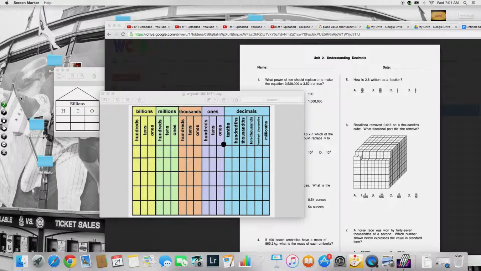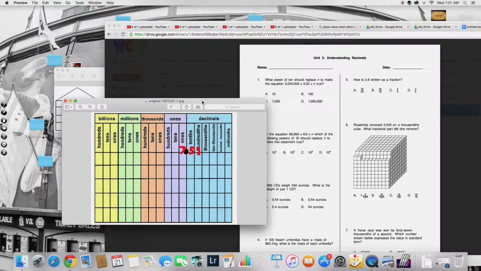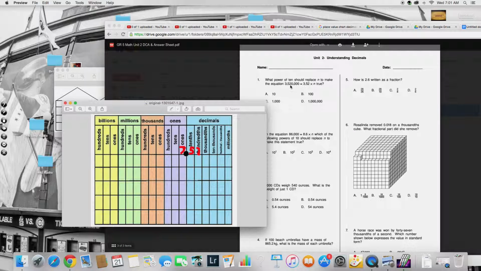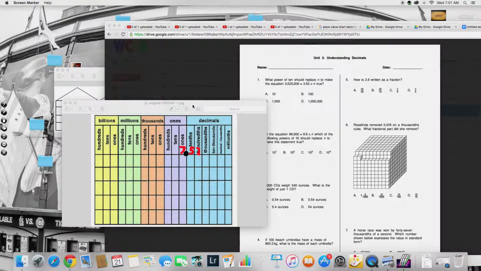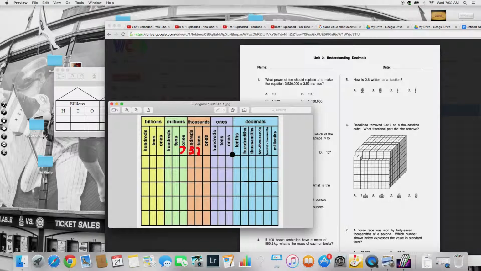Then this gets real handy when we're dealing with these fractions. This one says, what power of 10 should replace the n to make the equation 3,520,000 equal 3.52 times n? I'm just going to put my 3.52 in here. We want to make this 3 million. So we've got to get this 3 to the million. So how many places are we going to move it? We want to get to 1 million. So we're going to move it 1, 2, 3, 4, 5, 6 places. Move it 6 places to get there.